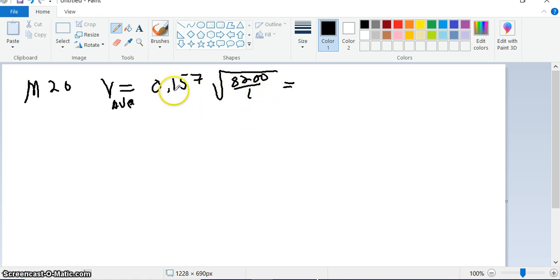take the square root of that and multiply by 0.157, and you get 14.2 kilometers per second. So remember, that's what the average molecular speed would be for these things, given their temperature.